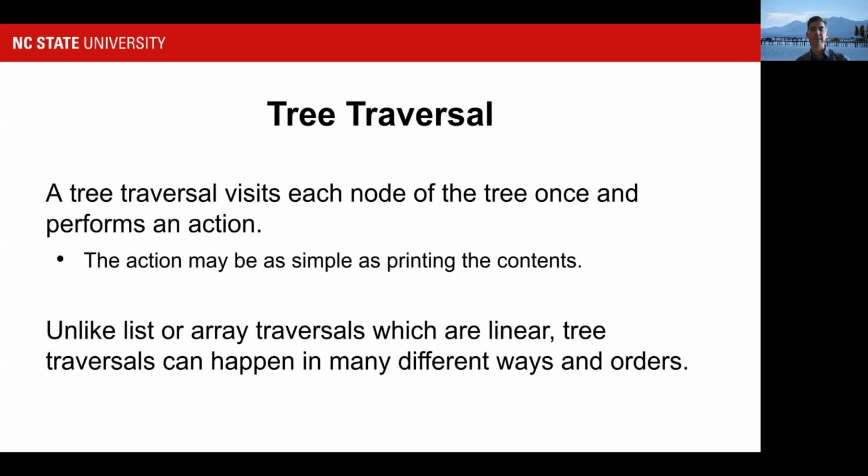Now, a tree traversal, the idea is that we would visit each node of the tree once and possibly perform some action. The action may be as simple as printing the contents, or it may be more sophisticated where you perform some operation on each node. Unlike a list or an array traversal, which is fundamentally linear, with an array or a list, you can start at the beginning and just walk your way straight through it through memory, or by incrementing, moving to the next node in the list. Unlike those which are linear, tree traversals can happen in many different ways and actually many different orders, which could all be equally valid in some scenario.